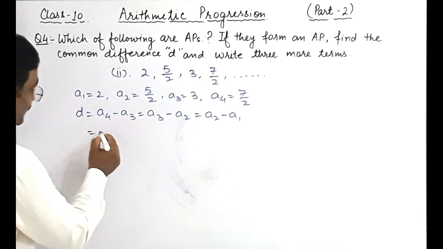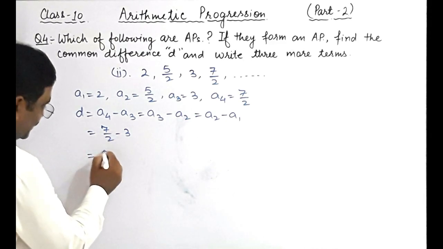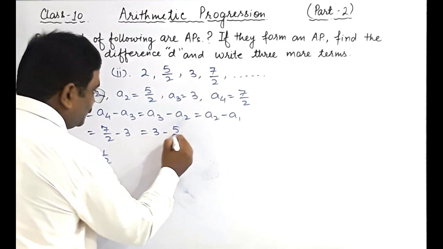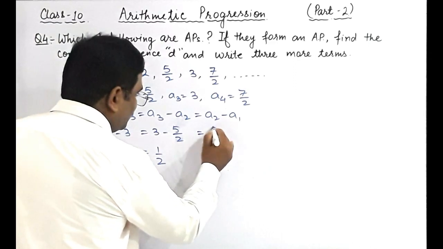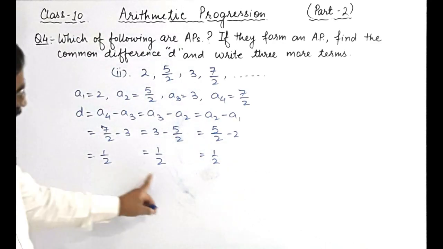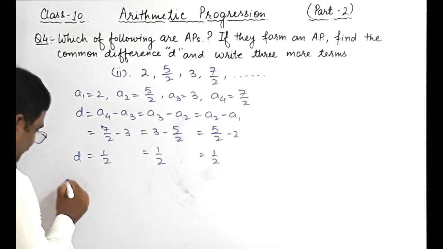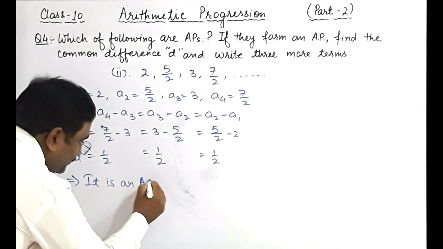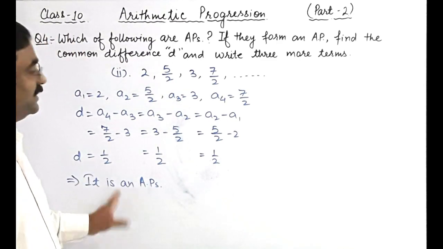A4 is 7 upon 2 minus A3, which is 3. The value of this is 1 upon 2. A3 minus A2, which is 3 minus 5 by 2, is also equal to 1 upon 2. And A2, which is 5 by 2, minus 2 is also equal to 1 upon 2. Are these three values the same? It means the common difference of this series is the same. Therefore, it is an arithmetic progression. Right?